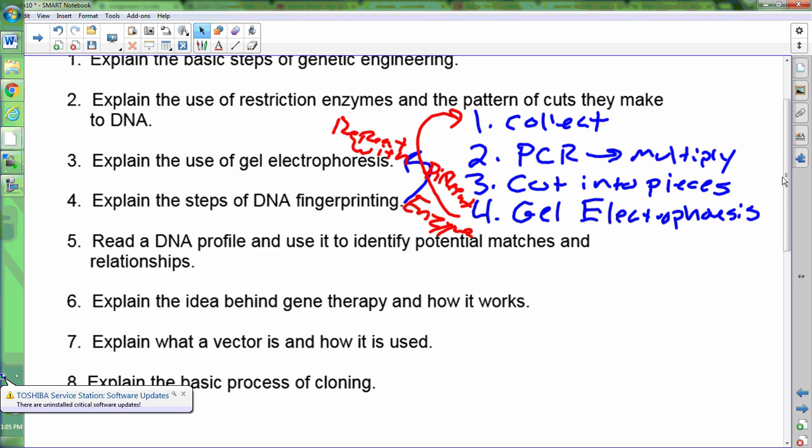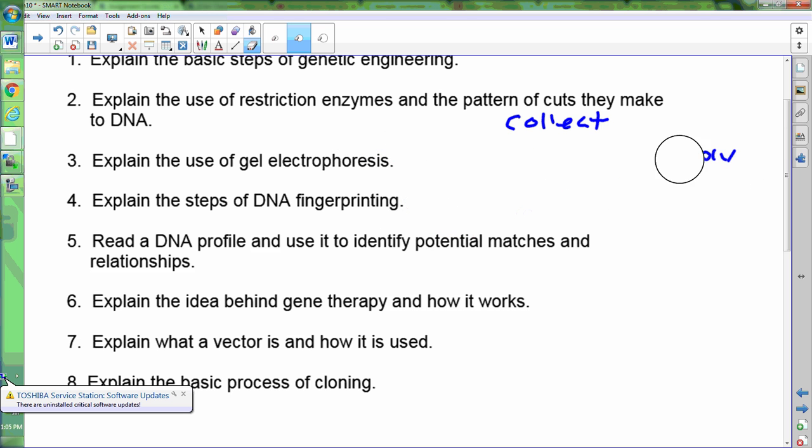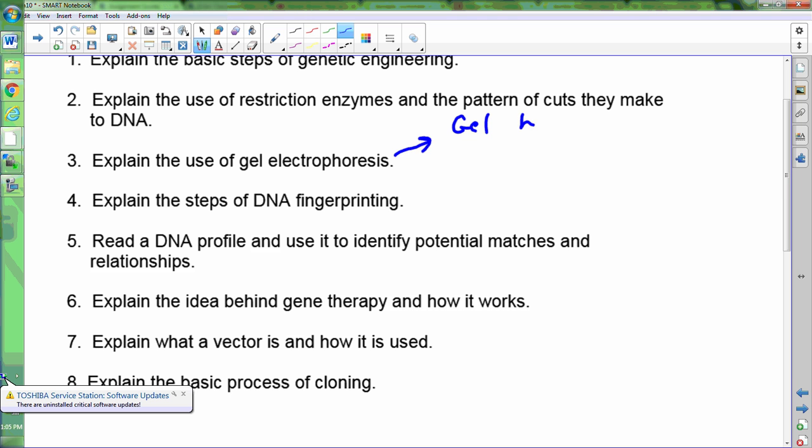Okay. Now let's talk a little bit more about the gel electrophoresis. So remember, the point here is that the gel has pores for those little pieces of DNA to move through. And the smaller the piece of DNA, the easier it is able to move through the pores, the quicker it's going to move towards the other end. Okay, so the gel has pores, and the DNA pieces move through them.